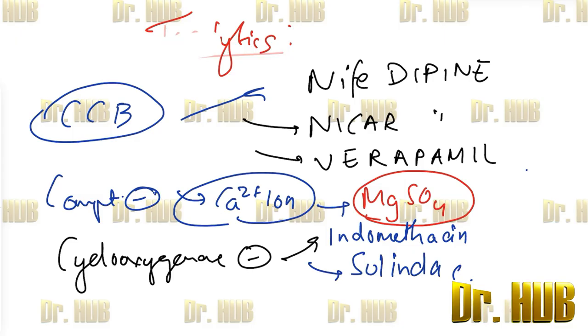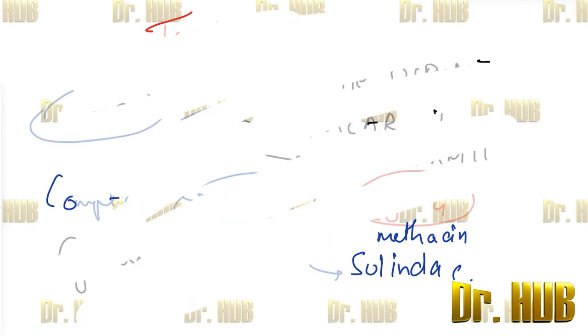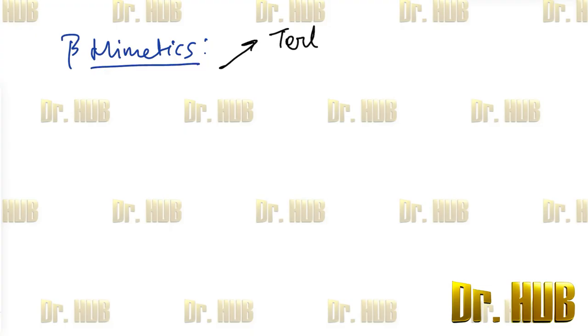Next, moving on to the beta mimetics. Under the beta mimetics, what is included? It includes terbutaline. Next comes ritodrine, as well as isoxsuprine.